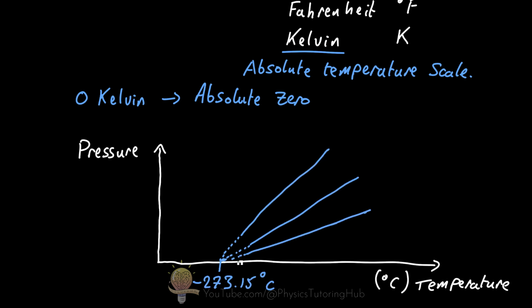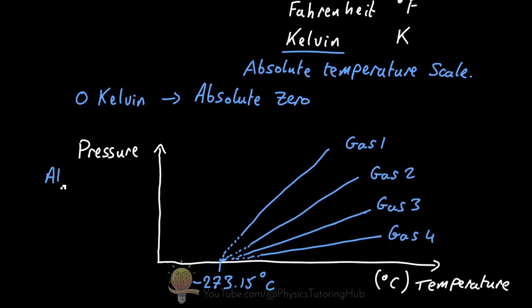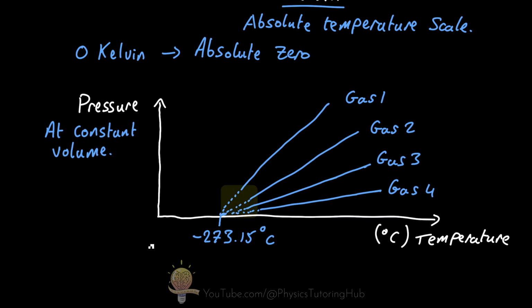When we cool down a variety of gases at a constant volume, so the volume here doesn't change, when we cool down the gas, the pressure falls in a linear fashion. In fact, for these various gases, the pressure extrapolates to 0 at the same temperature.